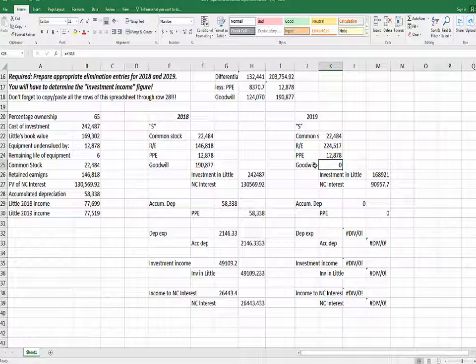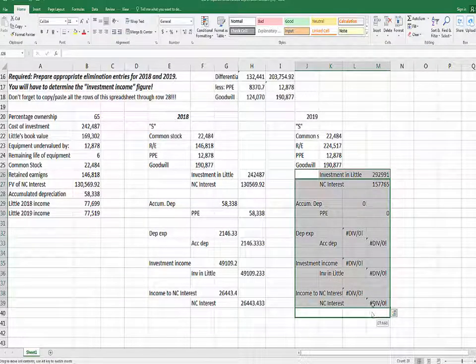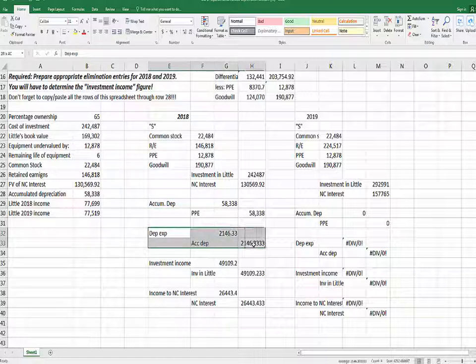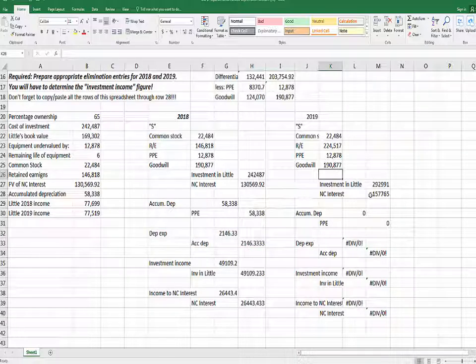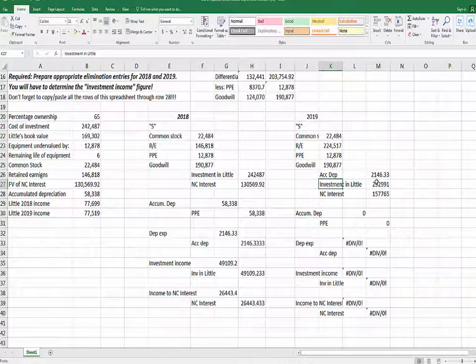Now we do a goodwill, $198.77. We do have one thing we need to squeeze in here, and that is last year we amortized some of that differential. We amortized $2146.33. That portion is going to be carried forward as an adjustment to accumulated depreciation.